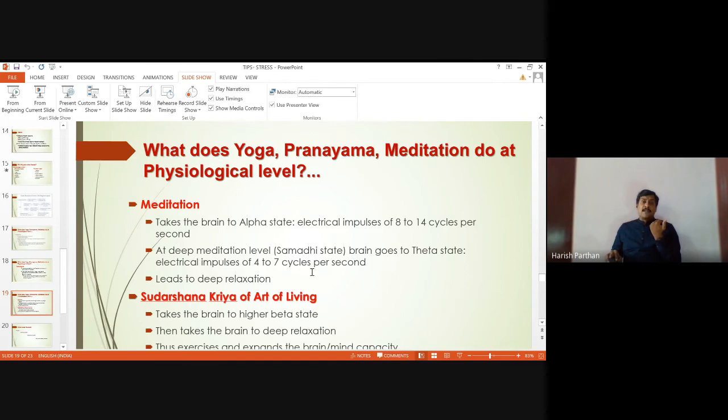This is what happens when you are sleeping. When you sleep, it is 4 to 7 cycles per second. That is why once you are out of bed after a good sleep, you are fully charged. The same result happens when you sit for meditation. In 10 to 15 minutes of practice, your body comes to that theta state.